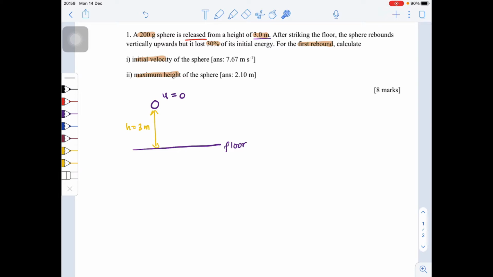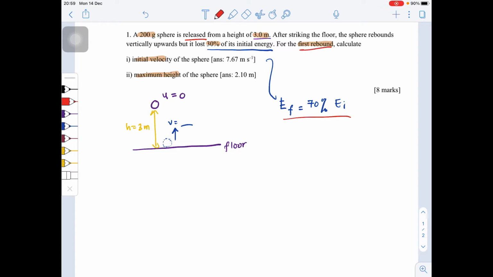So dia rebound lah. Apabila dia sampai ke tahap sini, dia akan rebound semula ke atas with some velocity which we don't know. But what happened is it lost 30% of its initial energy, meaning that dia punya final energy is now 70% of the initial energy. Ni adalah information from this one here.